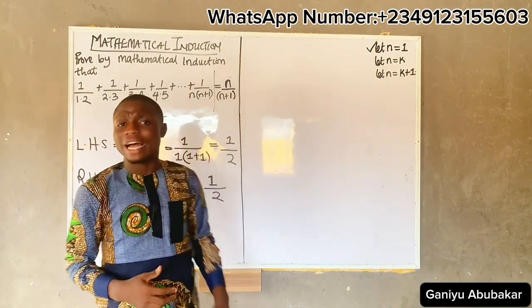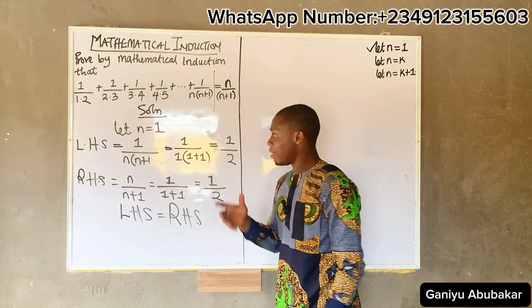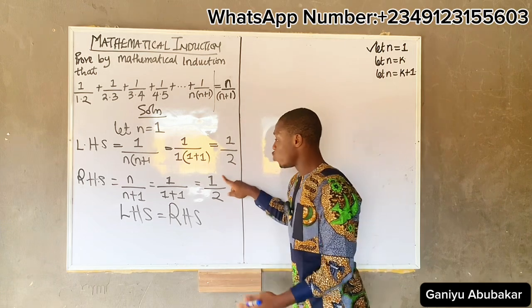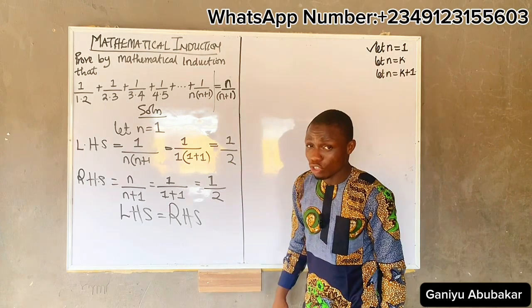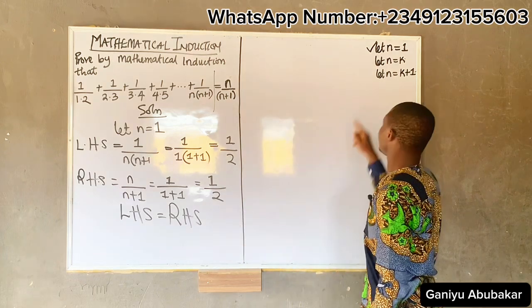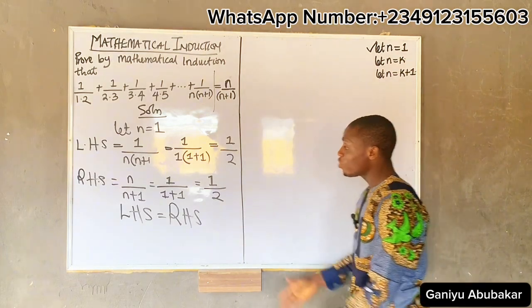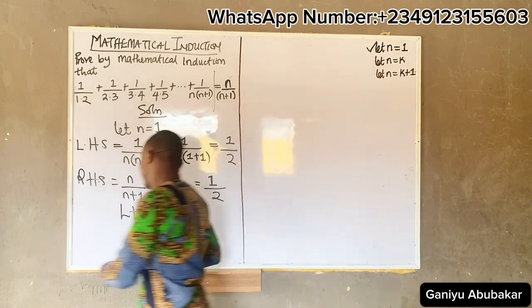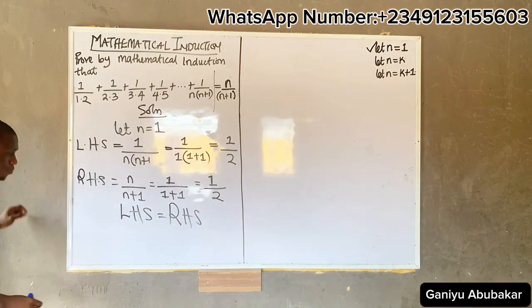Let's assume, for instance, that your left hand side is 1 over 3 and the right is 1 over 2. They are not the same. If they are not the same, definitely you will not proceed to the second and third step. But since they are the same now, you have to proceed to the second step.